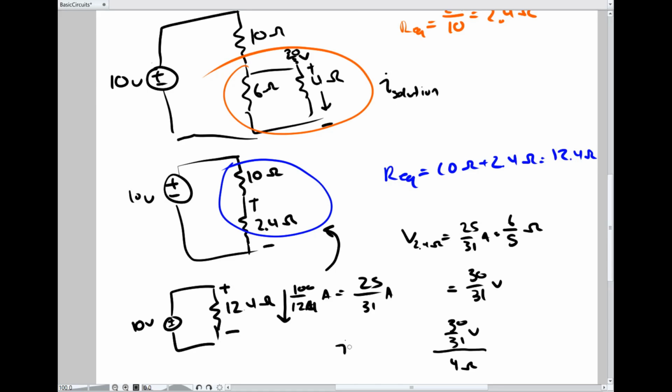So my current solution is, okay, again, 30 over 31 divided by 4 ohms, which is equal to 15 30-seconds of an amp.